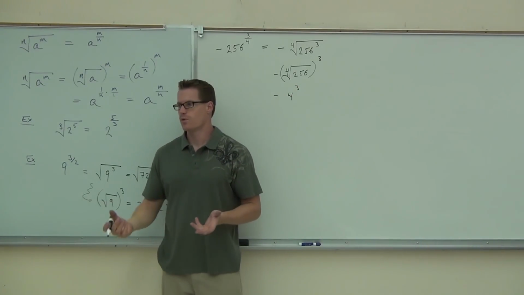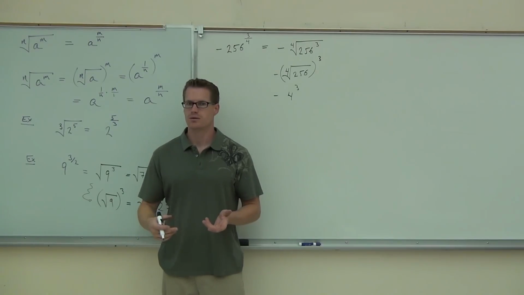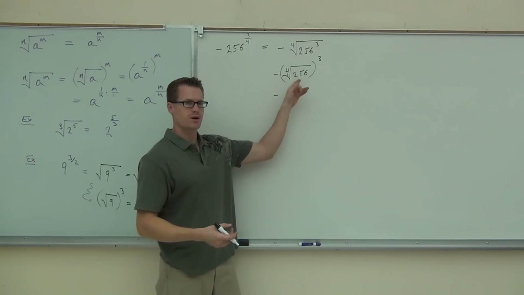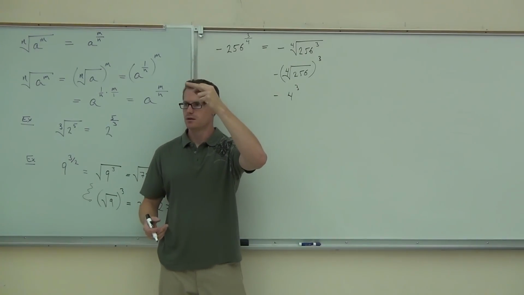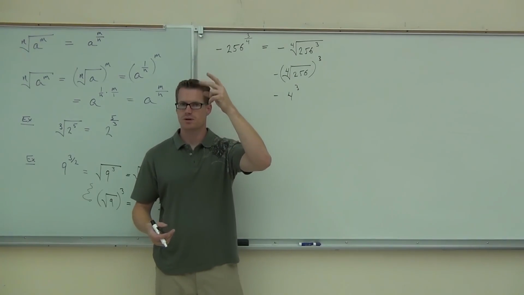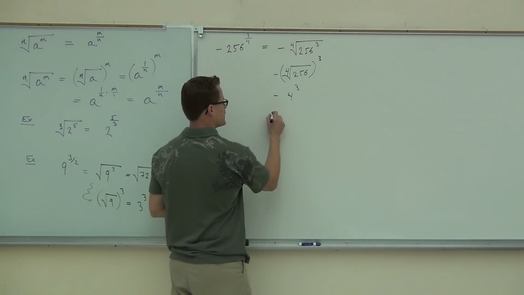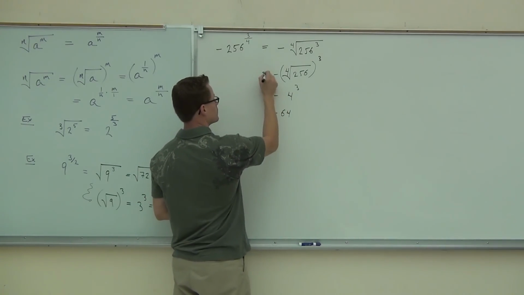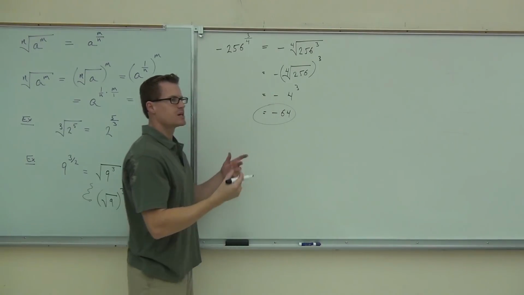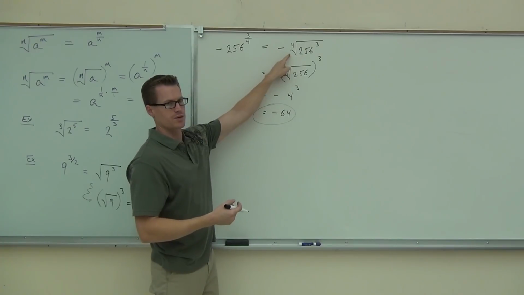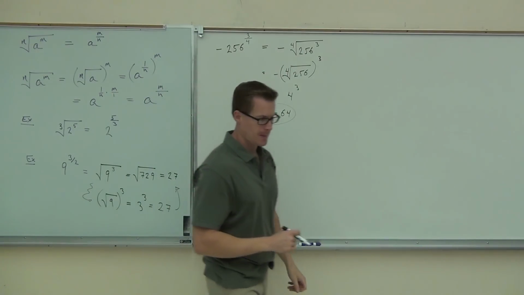What is negative 4 to the third power? Well, we'd say negative. How much is 4 to the third, everybody? 64. That's 4 times 4 times 4, right? 4 times 4 is 16 times 4 gives you 64. This is negative 64. So step 1, write the radical appropriately. Step 2, try to simplify it.